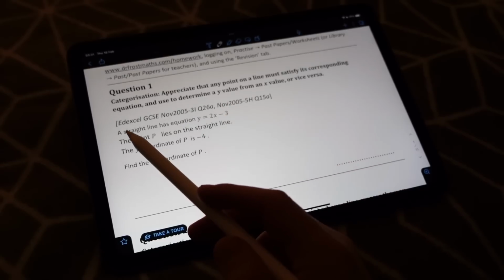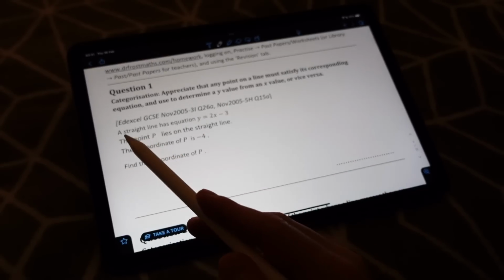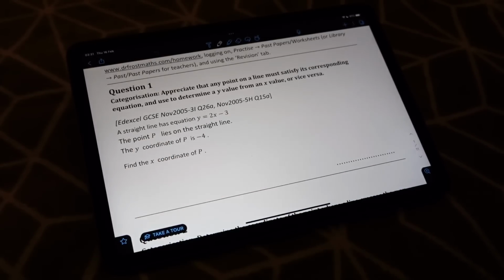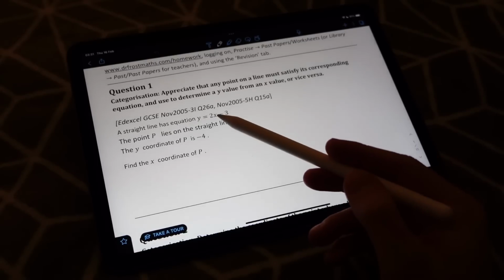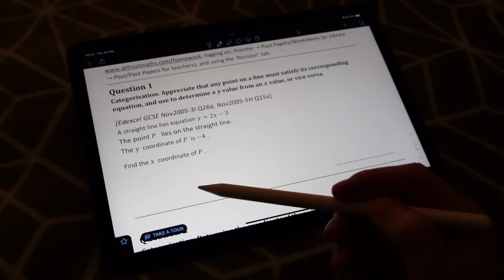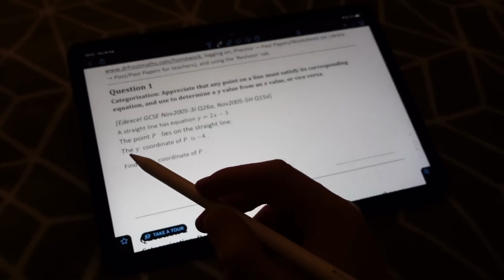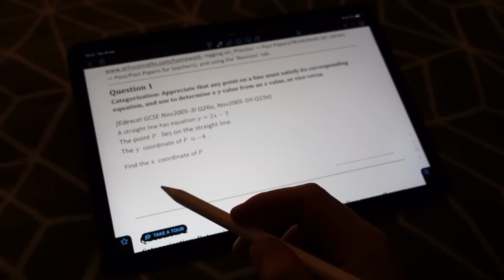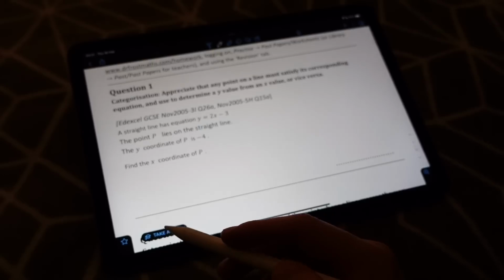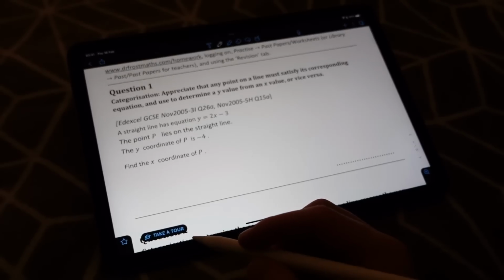So let's see. The question says a straight line has equation y equals 2x subtract 3. The point B lies on the straight line. The y-coordinate of B is minus 4. Find the x-coordinate of B.